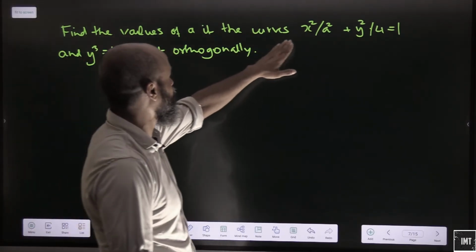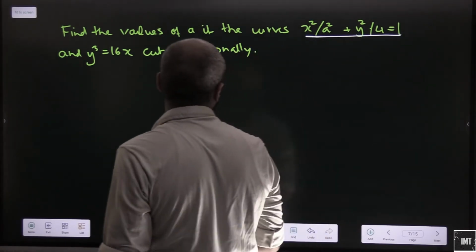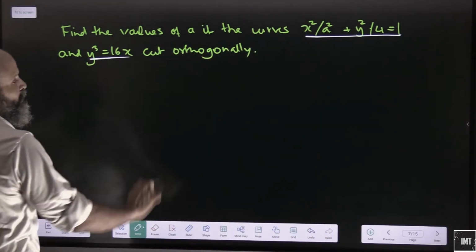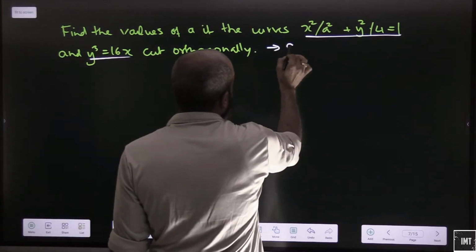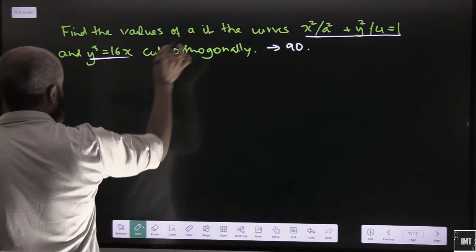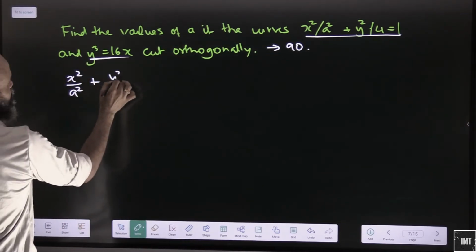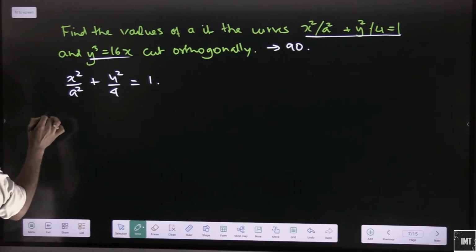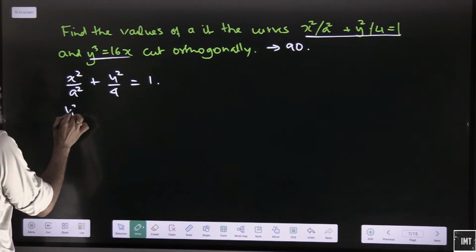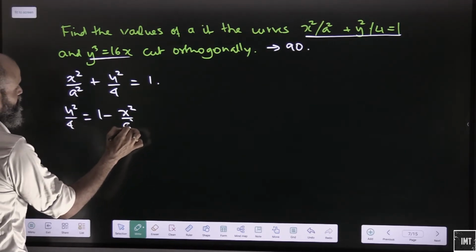Find the values of a if the curves x square by a square plus y square by 4 is equal to 1 and y square is equal to 16x cut orthogonally. Orthogonally means that the angle between the curves is 90 degrees. So let's take x square by a square plus y square by 4 is equal to 1. If I differentiate this, y square by 4 is equal to 1 minus x square by a square.